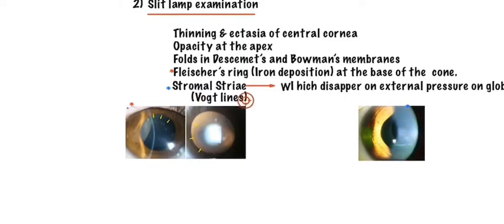Stromal striae are a very important feature seen in keratoconus, which disappear when the observer gives external pressure on the globe of the eye. So when you give external pressure, these lines which you see through the slit lamp will disappear. So this is a peculiar feature of keratoconus.